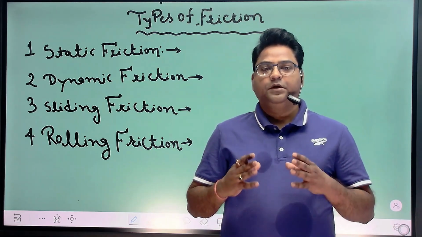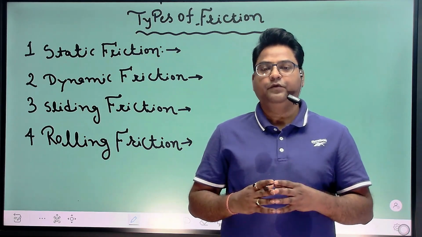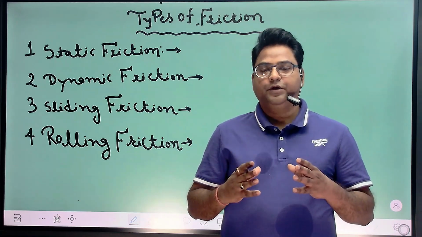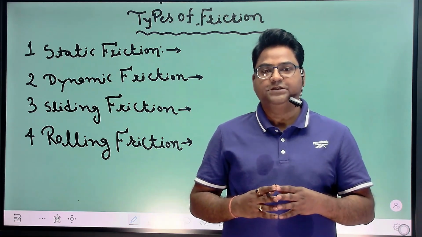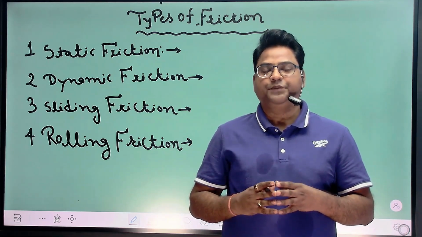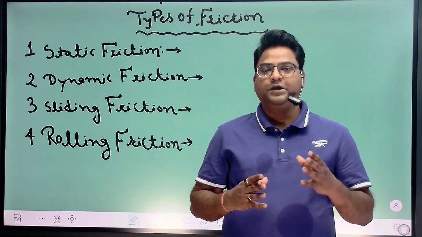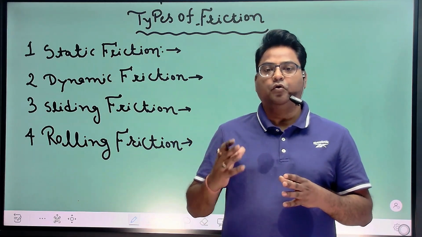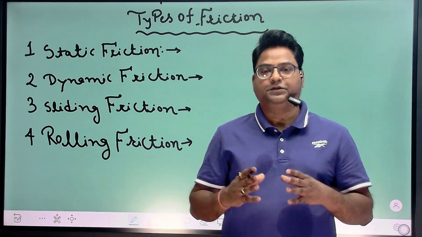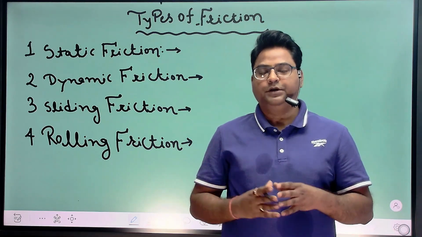Next, sliding friction. So what is sliding? We know that when one body slides over another body, that is sliding. So when a body experiences friction when it slides over another body, that is sliding friction. What is rolling friction? The name itself says rolling, in the sense when a body rolls over another surface. So that is rolling friction.